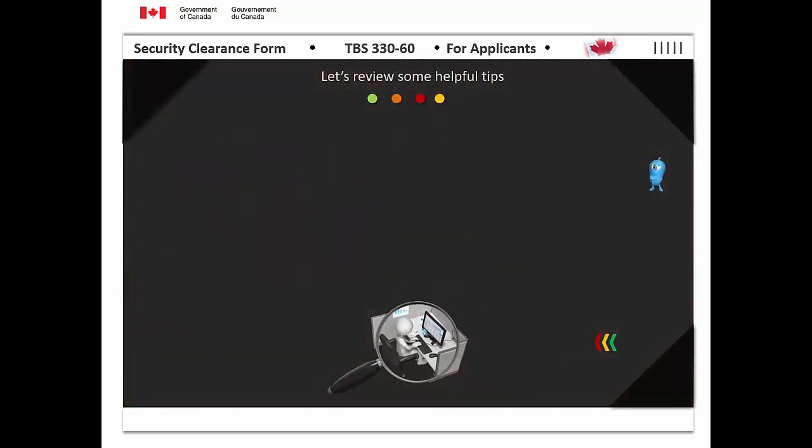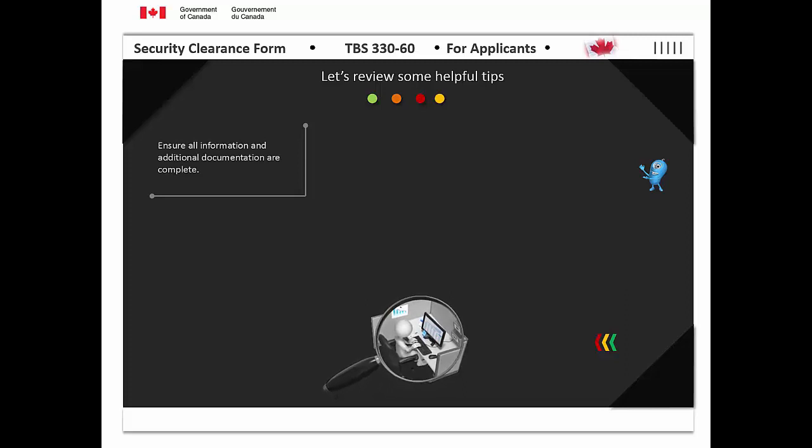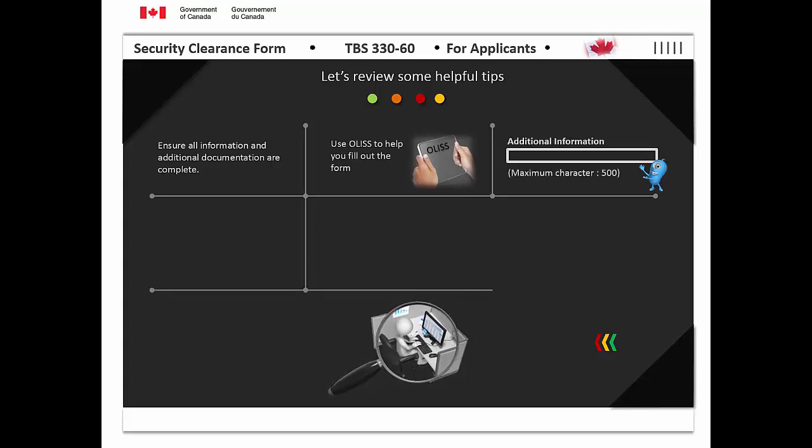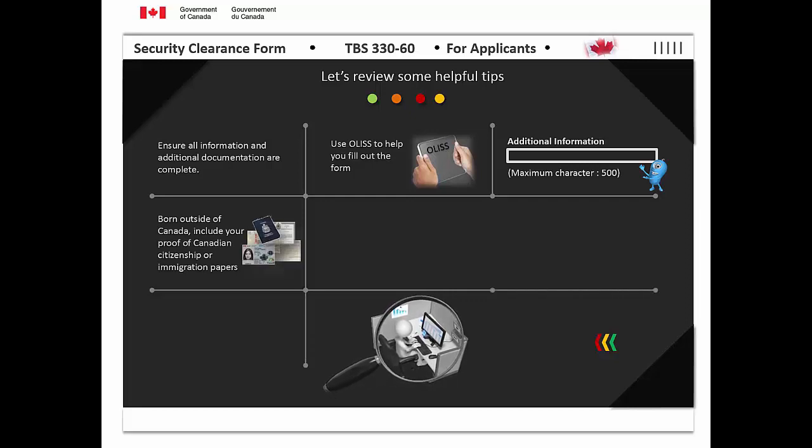Let's review some helpful tips that will ensure your screening request is complete and avoid processing delays. To avoid your document being returned to your organization, make sure all information and additional documentation are complete. Use the Online Industrial Security Services Portal, OLIS, to help you fill out the form. If you need to provide extra information to support your screening request, use the Additional Information field in OLIS. If you were born outside of Canada, don't forget to include your proof of Canadian citizenship or immigration papers.